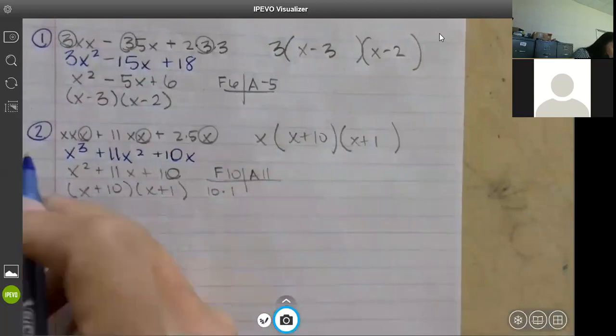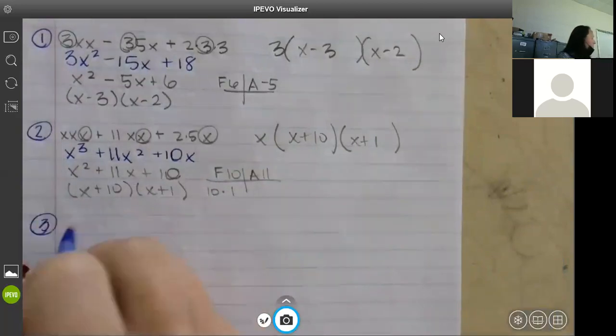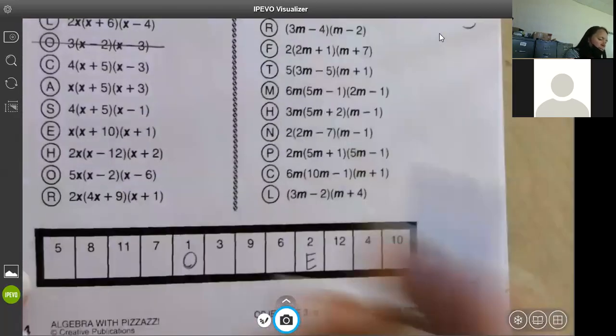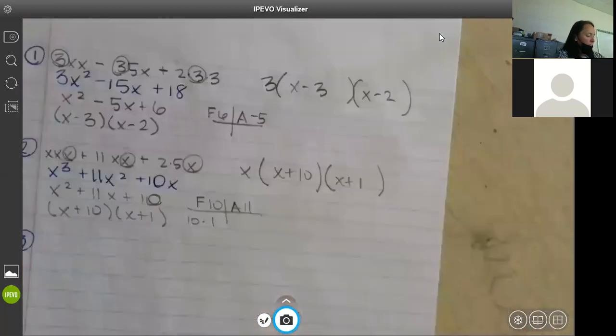All right, let's look at number 3. How many terms does number 3 have? Number two was E, right? Here you go. Yep, number 2 is the one that I marked off. E right here. Sorry about that. It's fine.